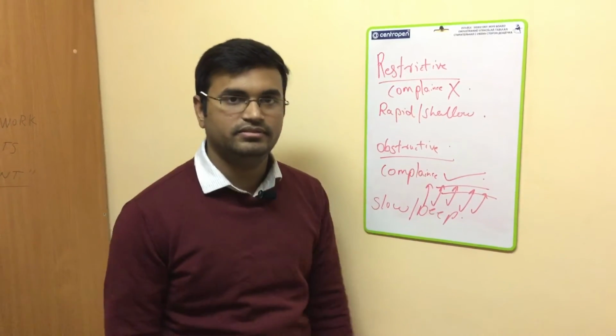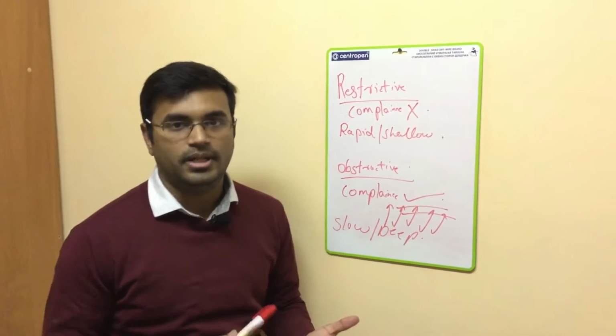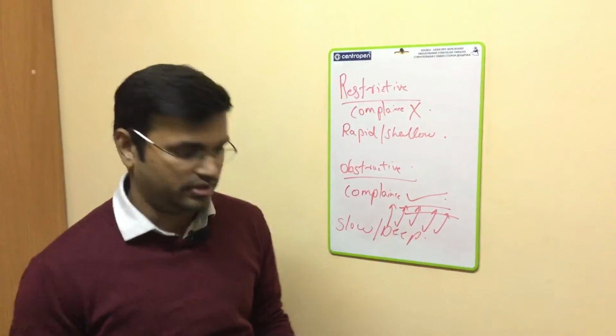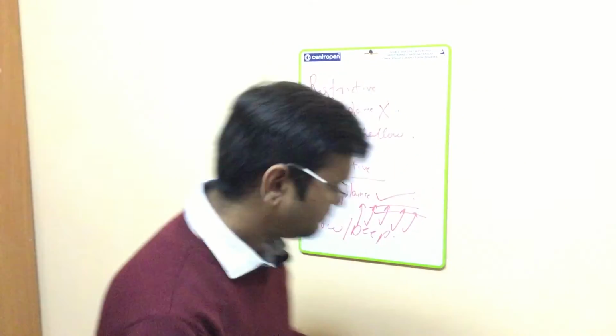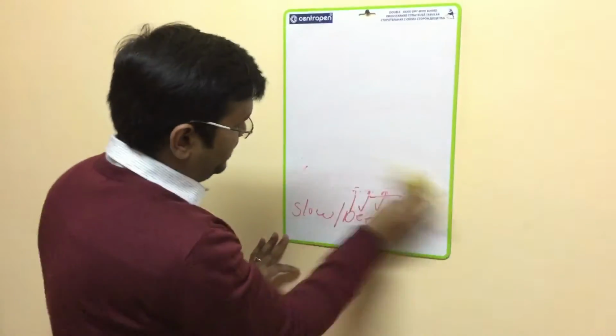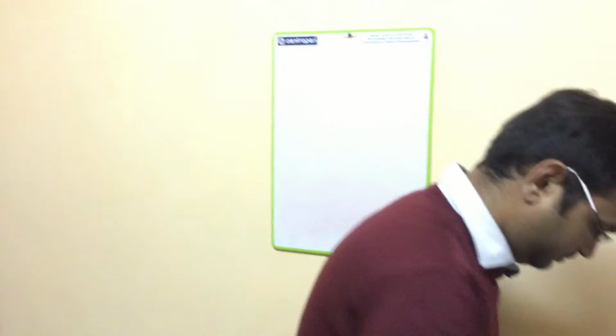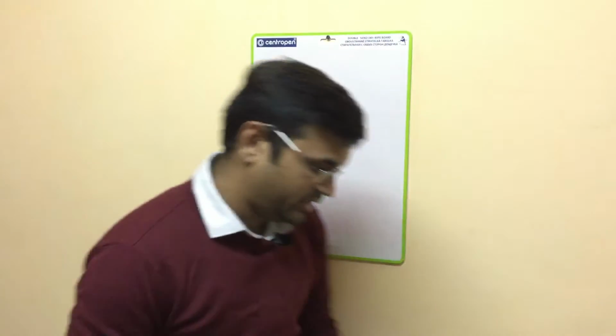Obstructive type of diseases include emphysema, bronchial asthma, all those diseases. Okay friends, this was the concept of COPD and restrictive pulmonary diseases. Now we will discuss the concept of compliance once again.